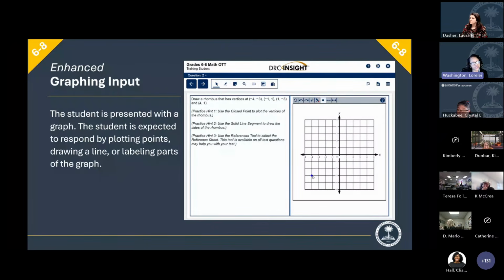The students are presented with a graph, and they are expected to respond. They could be asked to plot points, draw a line, or label parts of a graph in the item. So let's take a look at how that will function.